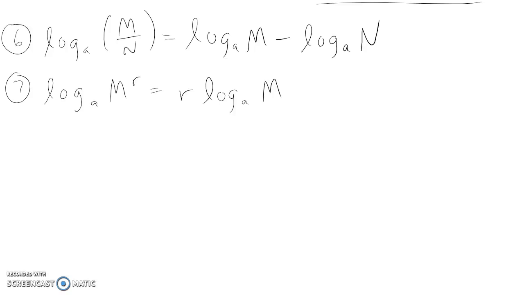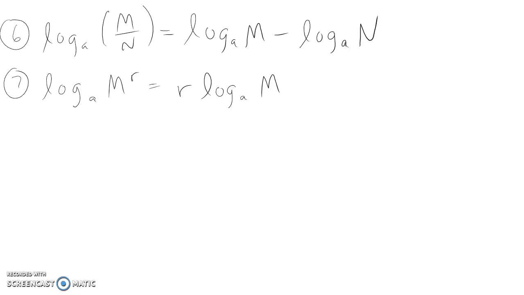This is a very interesting one and maybe kind of surprising. Notice what happens. This exponent here kind of floats down and around to the front, and it becomes a factor times the logarithm. It's no longer an exponent, it's now a factor. Very interesting. Alright, well let's look at that proof, because how does that work?